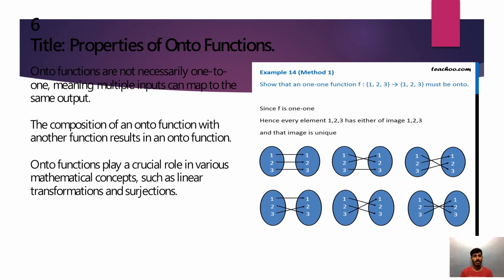Properties of onto functions. Onto functions are not necessarily one-to-one, meaning multiple inputs can map to the same output. The composition of an onto function with another onto function results in an onto function. Onto functions play a crucial role in various mathematical concepts such as linear transformations and surjections.